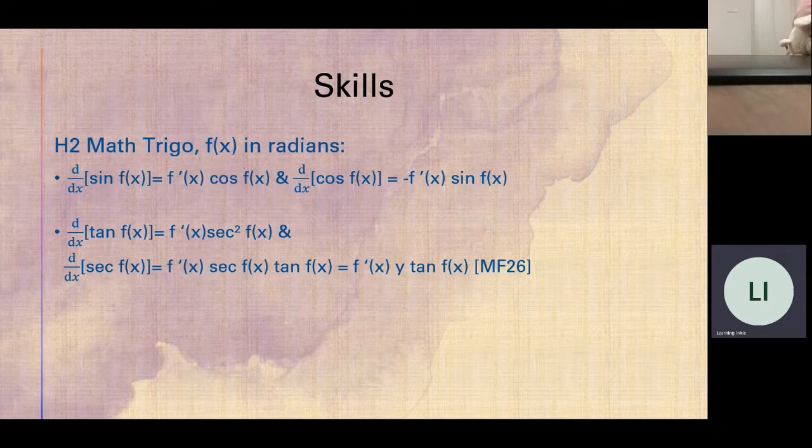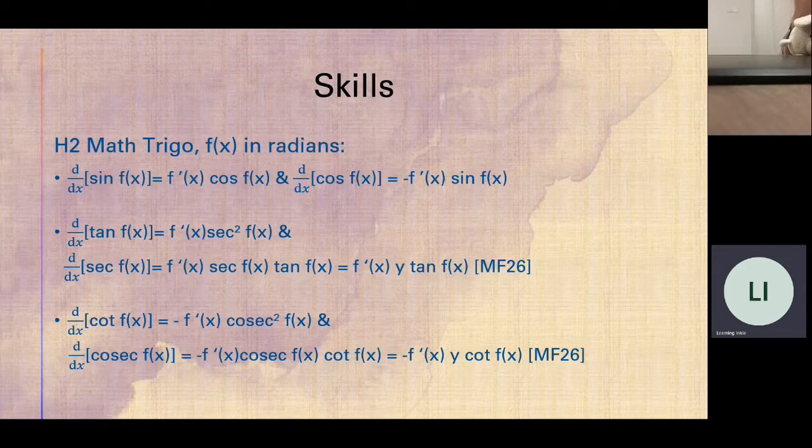And I paired tangent and secant, right? If you notice, tangent gives us secant squared. Secant gives us secant tangent. And secant is found in the MF26. Likewise, cotangent gives us minus cosecant squared. Cosecant gives us minus cosecant cotangent.